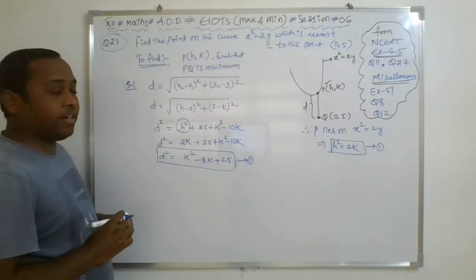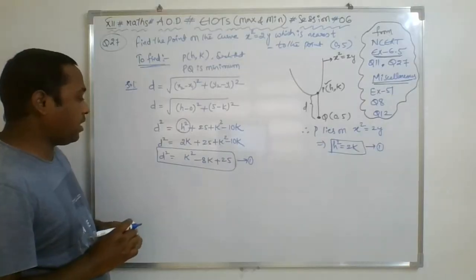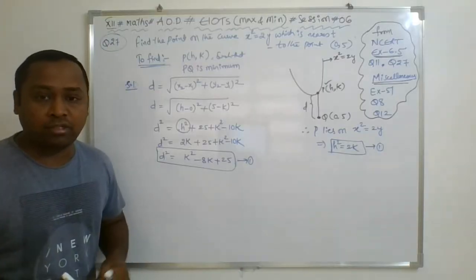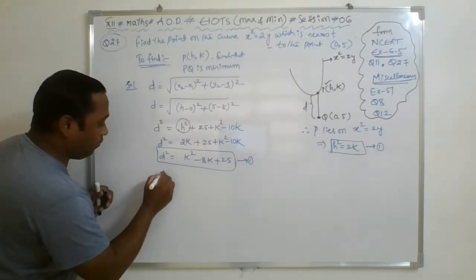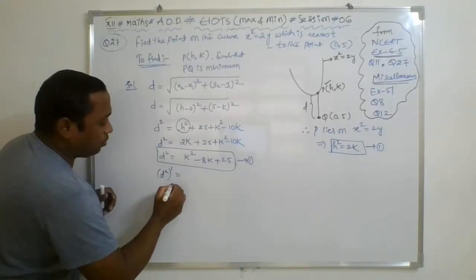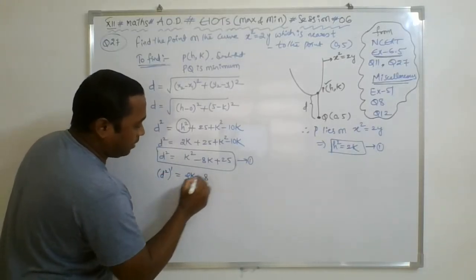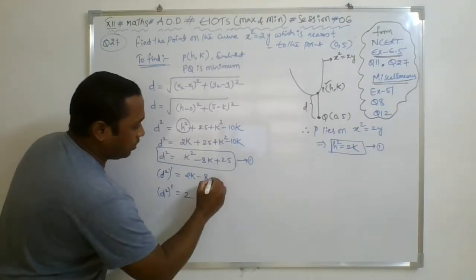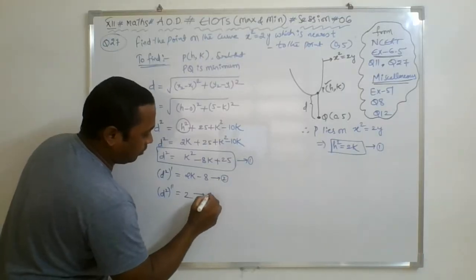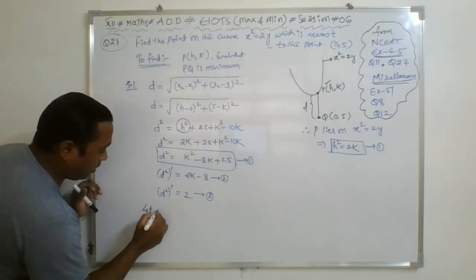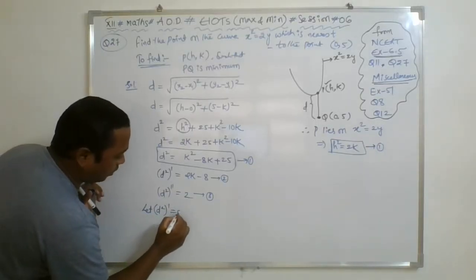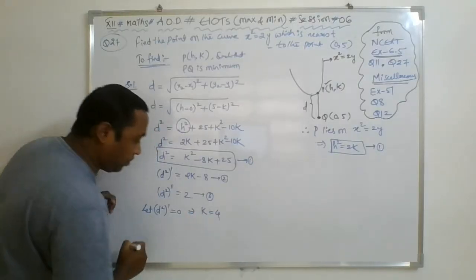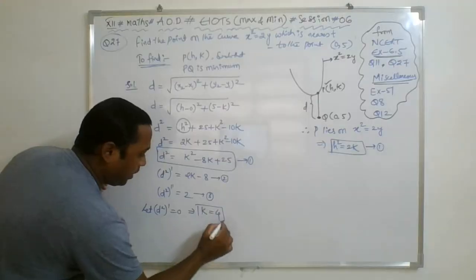Now I do the derivative of this function to get the critical point, then we'll go for the double derivative to prove this is a minimum, and we'll find the values of k and h. That's all. So let's go for the derivative. D square whole dash is equal to 2k minus 8, and the double derivative of this function is 2. Let the first derivative be equal to 0 for critical points. So I get k is equal to 4, and this is the only critical point.